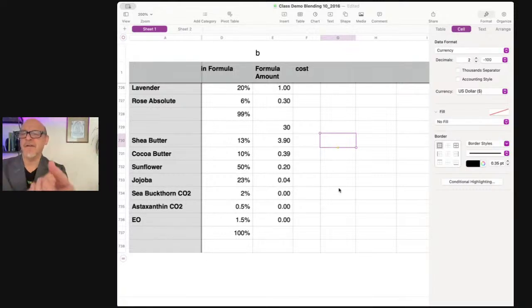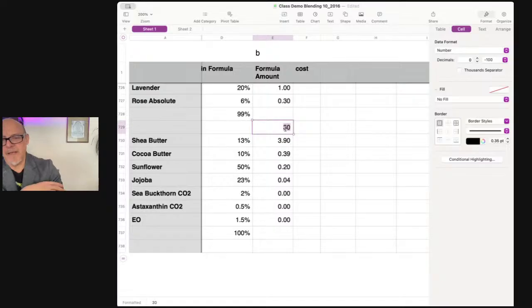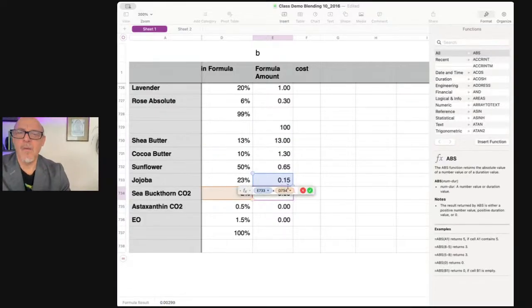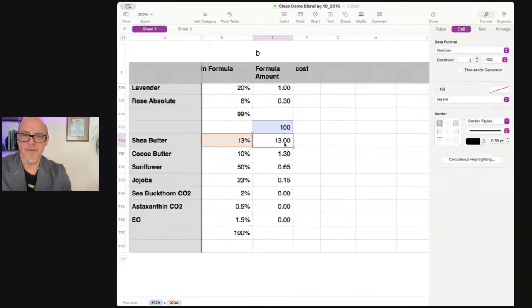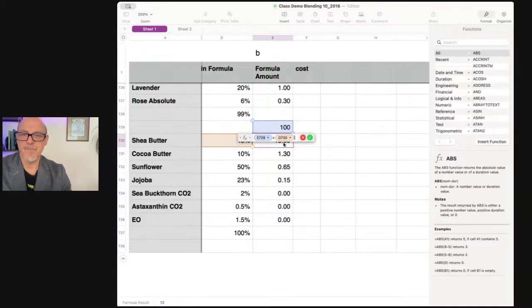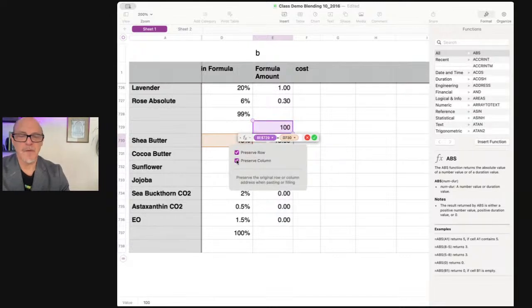All right, so what I would do here is with sea buckthorn, I'm going to put 0.01. With astaxanthin, I'm going to put 0.01. Or I'm going to go ahead and make a bigger batch of this, which still doesn't make enough there. Oh, that's why. Okay, I kind of screwed up here with my formulation. I did not save this.